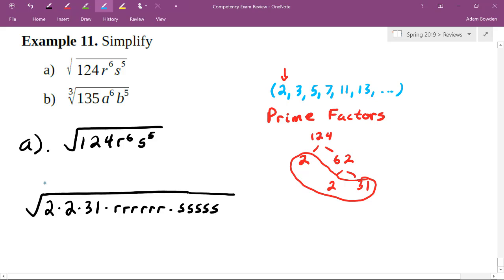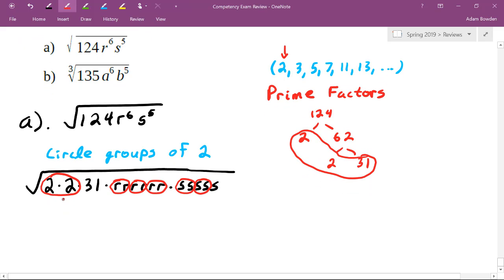And now what we do is we circle groups inside of the square root. And for square roots, we circle groups of 2, 2 at a time. So here's a group that we can circle, and then we have a couple of r's here, here, and here we can circle. And then we have a couple groups of s's we can circle.